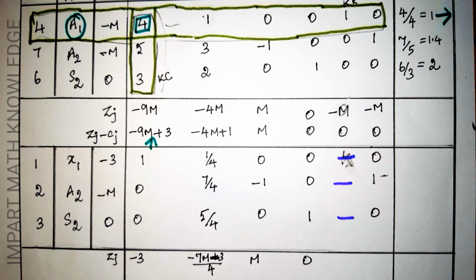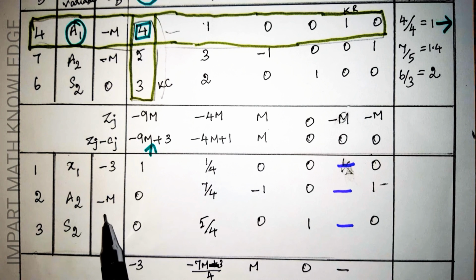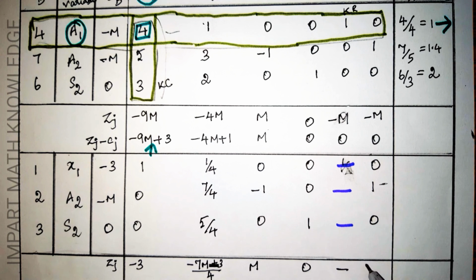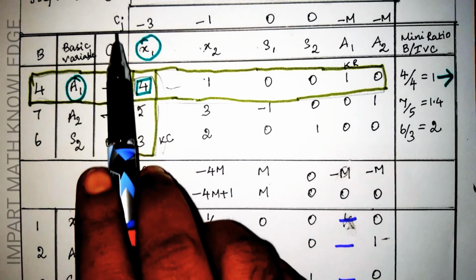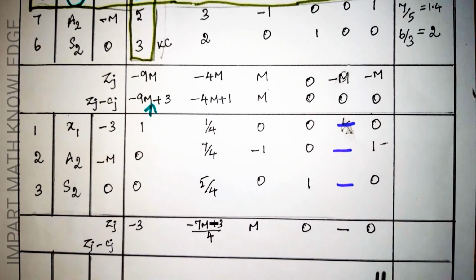This is artificial variable, so we'll leave it. And the next one, minus 3 into 0 plus minus M into 1 plus 0 into 0. The value is 0. Now we find Zj minus Cj. Cj is at the top, Zj is here. You have to subtract Zj minus Cj.